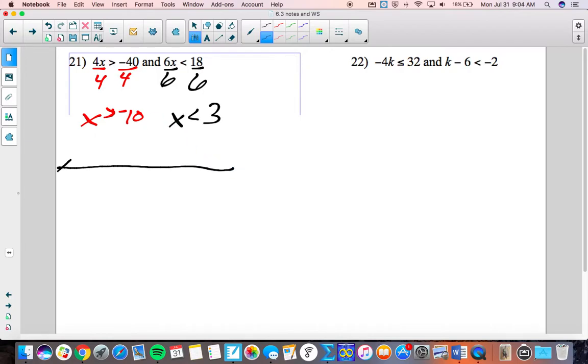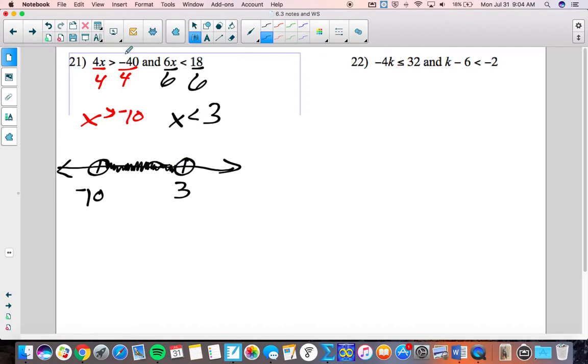So we have two separate parts to my solution here. Negative 10 goes on the left, 3 goes on the right. x is greater than negative 10. Open dot, squiggle, so these are the numbers greater than negative 10. And x has to be less than 3. So open dot, this way.